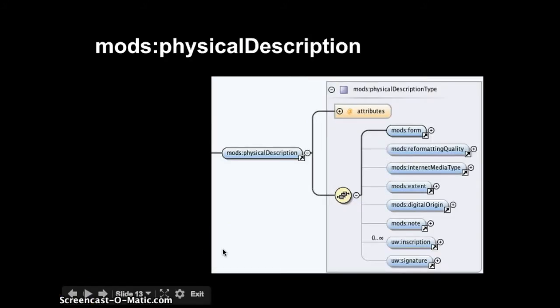For physical description, we mapped form to the Getty's use of medium, describing what an object is made out of, and extent to dimensions, so talking about the size of the object. We decided to use digital origin as optional because none of our objects are digital, although this may be relevant in the future or for different collections at the Getty.